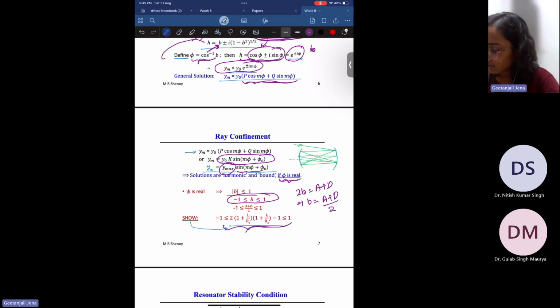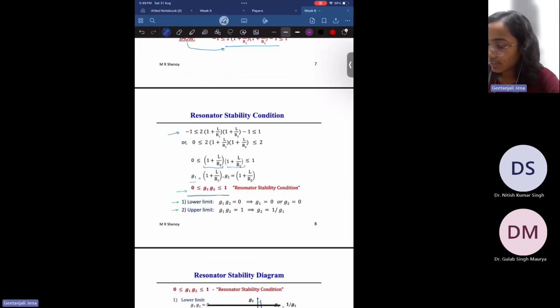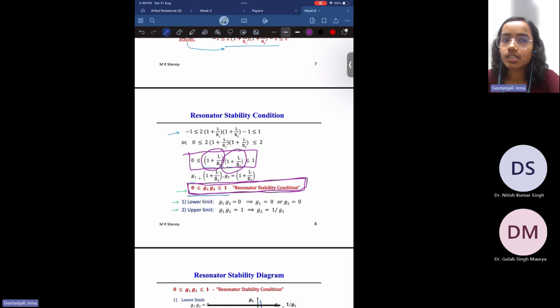So please remember this relation. It will be useful while solving the problem. And how you get A and D will be shown in the next slide. For now, take this relation. What we see is the resonator condition is given by this form. We take this first factor as G1 and the second factor as G2. G1 is nothing but 1 plus L by R1, and G2 is 1 plus L by R2. So this is the resonator stability condition, and this equation is important.